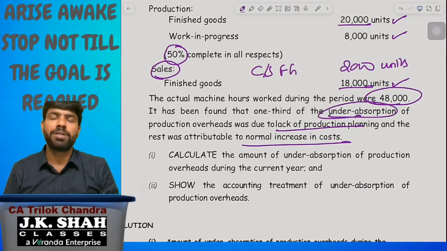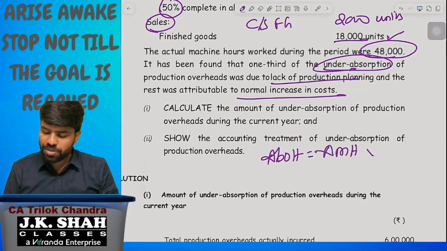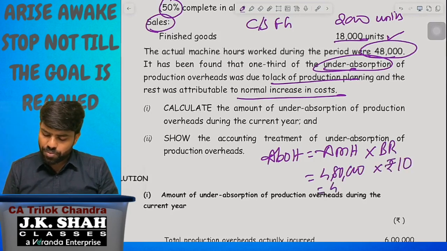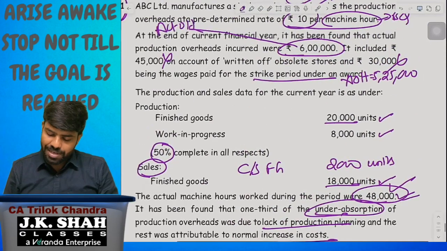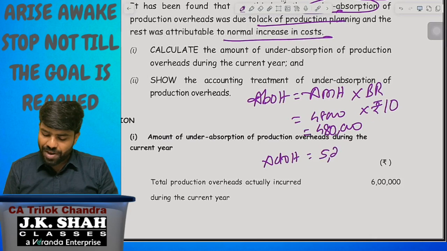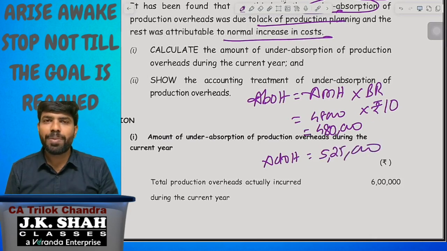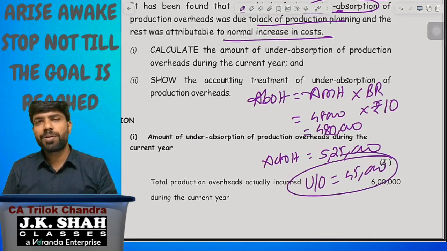First we need to calculate under absorption. To calculate it, first we need to calculate absorbed overheads. Absorbed overheads equal actual machine hours into budgeted rate. Actual machine hours given in the question is 48,000, and the budgeted rate is 10 rupees, given at the top of the question. So 48,000 into 10 is 4,80,000 absorbed overheads. Actual overheads, as I told you, we take only 5,25,000: totally 6 lakhs given, exclude the material loss and the strike period wages. This gap is called the under or over absorption, which comes to 45,000.